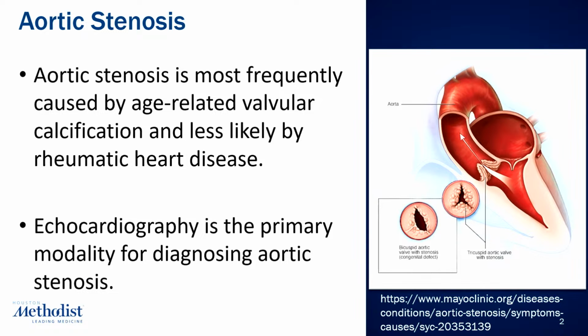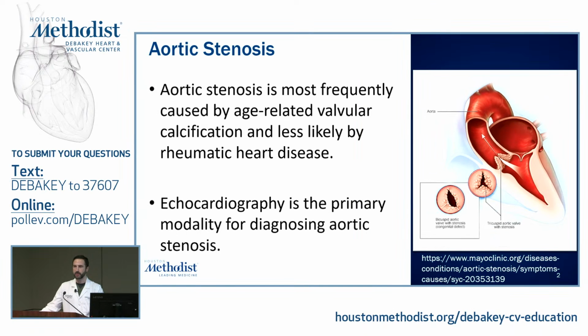So a few words on aortic stenosis. As you all know, it's most frequently caused by age-related valvular calcification, less likely to be caused by rheumatic heart disease nowadays. The aortic valve is commonly tri-leaflet but can also be bicuspid. It's a disease commonly seen in older individuals, but younger people with bicuspid valves can certainly have severe AS. And as you all know, echocardiography is still the primary modality for diagnosing AS.